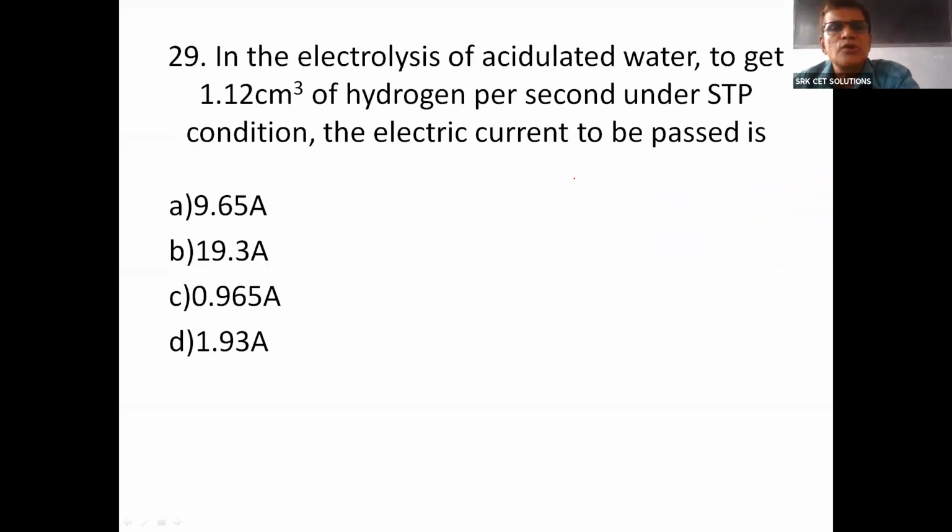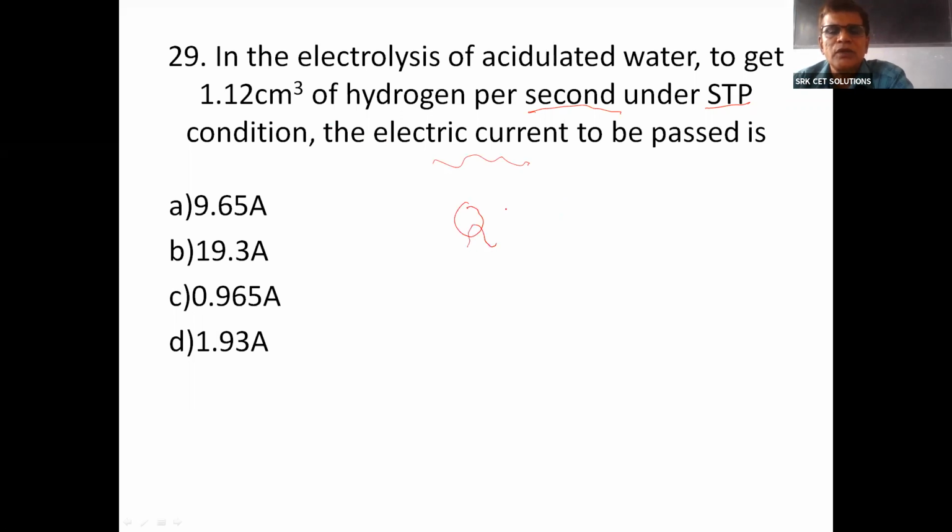Again, a similar question. In the electrolysis of acidulated water to get 1.12 cc of hydrogen per second. Look at this. So 1 second is fixed. It is at STP. They have given the volume of hydrogen at STP. The electric current, quantity of electricity is different. Electric current is different. I'll write it like this.